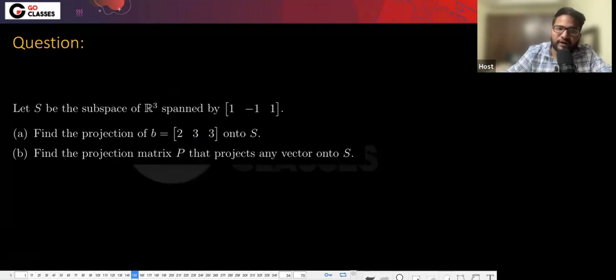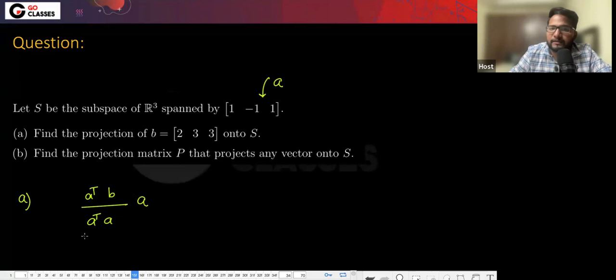Okay, let's find the projection of B. So how to find the projection of B? Let's suppose this is A. So I think this is A transpose B into A, isn't it? Sorry, yeah, that is the case.